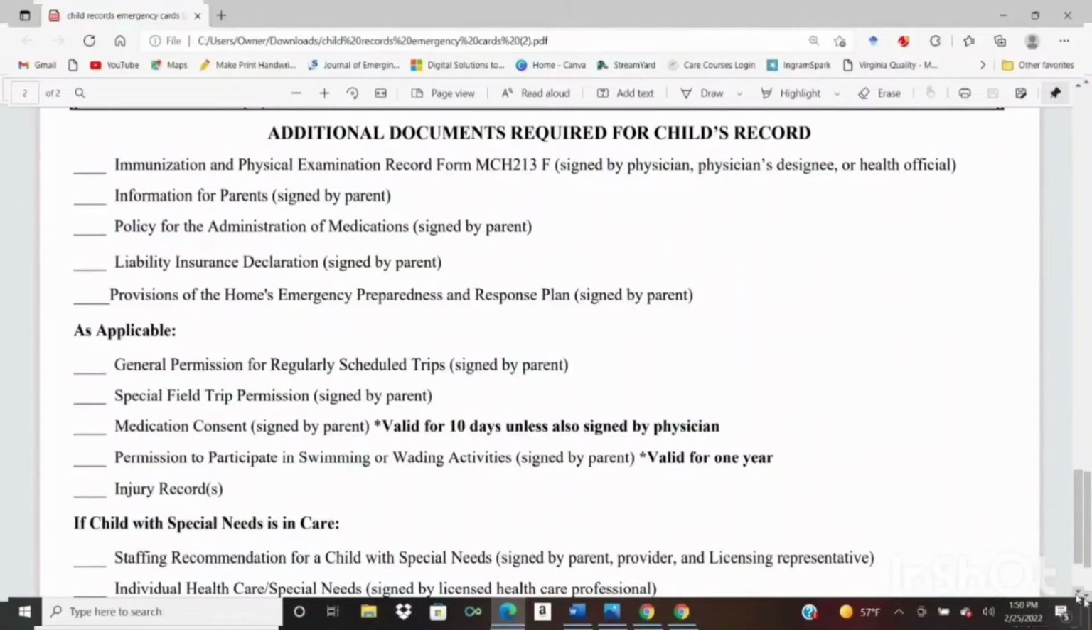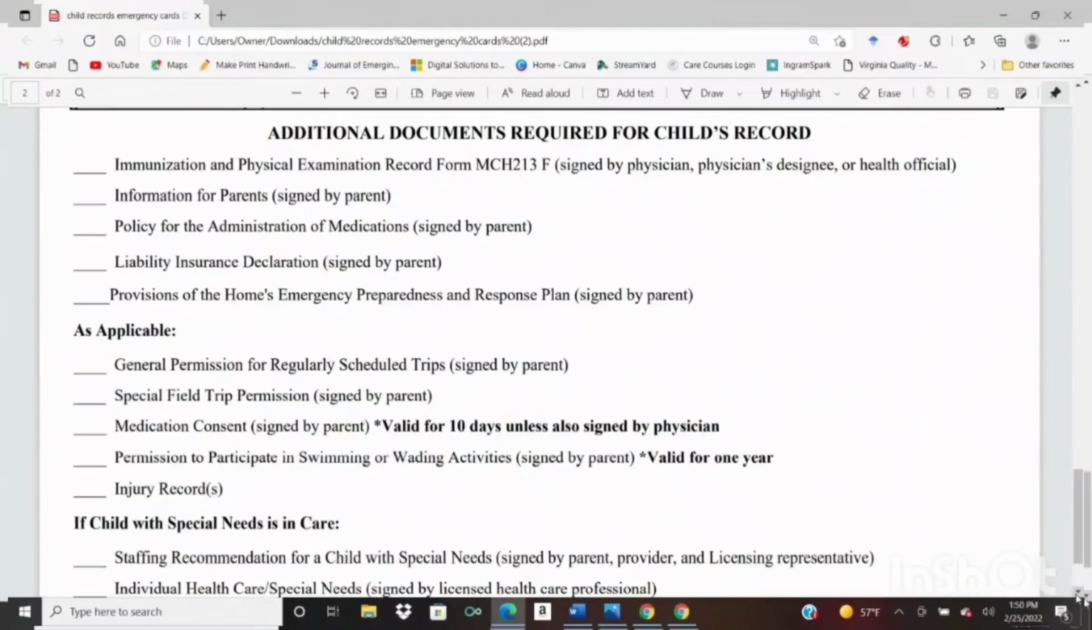So I don't want to keep calling the parents, hey, I need to take the kids here, can you sign this paperwork? It's just right there in the folder. Then the special field trip permission. This is very important for when we go out, like when we go to the fire station, when we go swimming at the pool, when we go to the market, all kinds of field trips, the farm during the fall season. This they have to fill out.